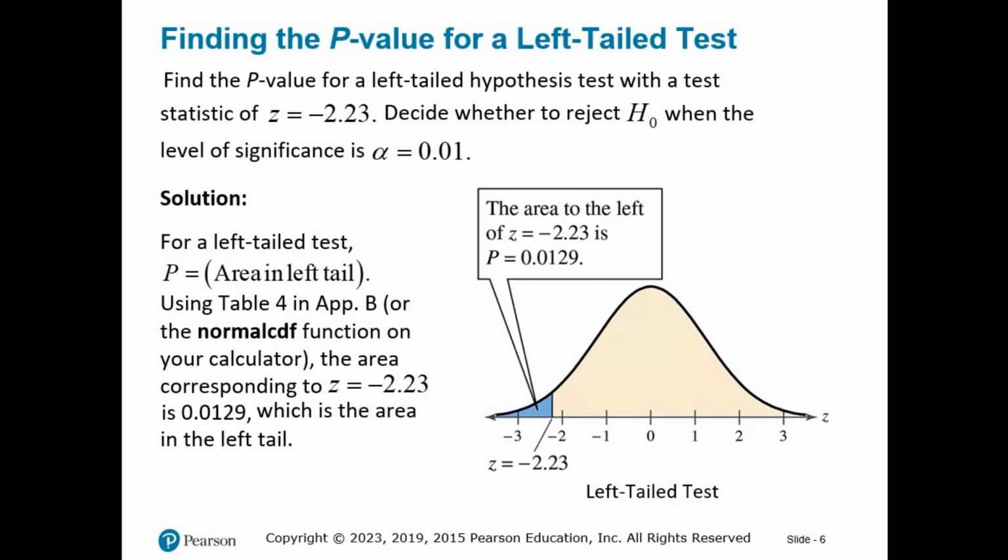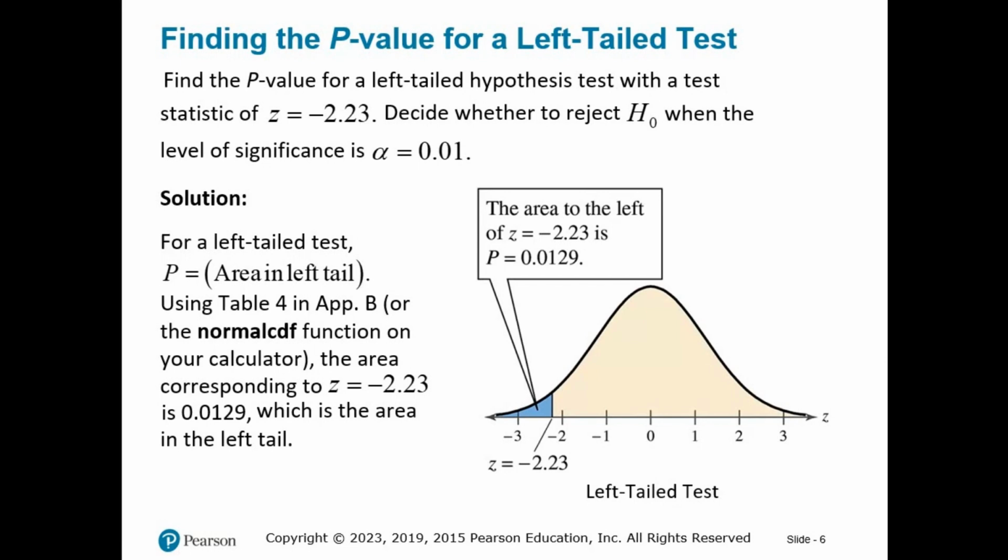We can do that with the table by looking up negative 2.23, or we can use the normal CDF function on our calculator, with a large negative number as the lower bound and negative 2.23 as the upper bound. Both should give you 0.0129, which is the area in the left tail. That is the number we compare to 0.01. Is 0.0129 smaller than 0.01? No, it's not. So that means we fail to reject the hypothesis.